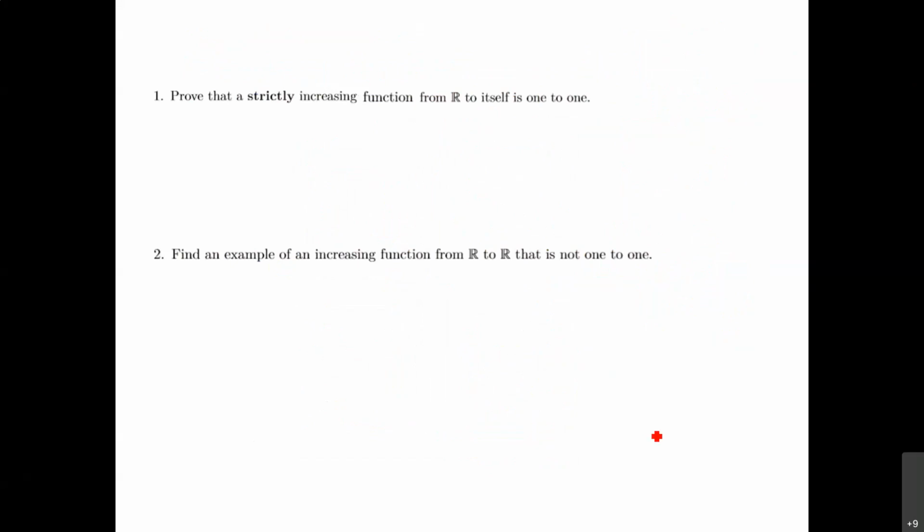I'm mostly going to be solving these exercises on my own. There's an idea at the end. I'd like it if you could solve it. But for this one, let's try to think together. Prove that a strictly increasing function from R to itself is 1-to-1.